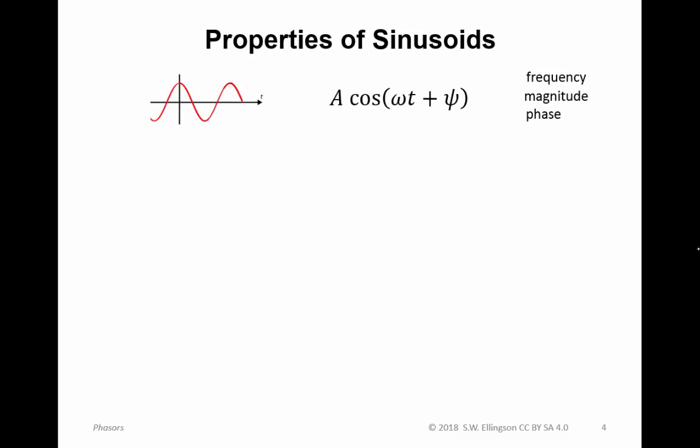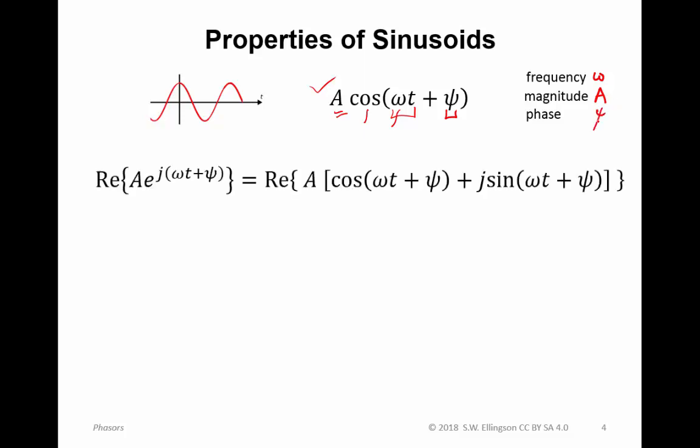So to see why, let's talk about properties of sinusoids. Any sinusoid at all can be written in the form that I've shown here: A, some real valued constant, times cosine, where the argument is omega t, omega is angular frequency in radians per second, plus some constant, which we generally take to be the phase. In other words, any sinusoid can be described as a frequency, here omega, a magnitude, here A, and a phase, here psi.